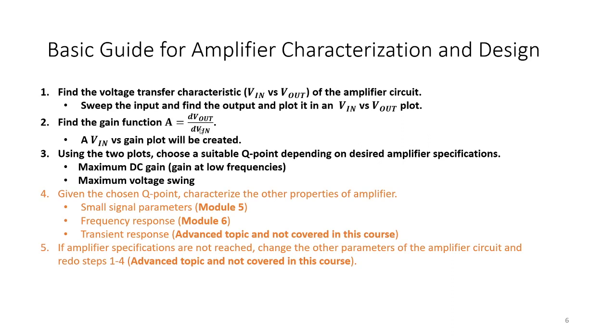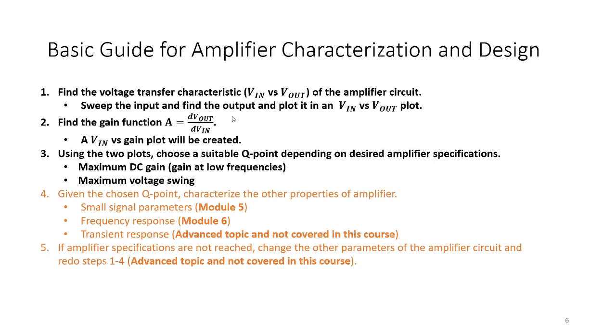And also, you consider that the gain is a slope, right? So if we have a V in versus V out plot, we just need to find the slope and we will find the gain. So if we do this, we'll get a V in versus V out plot and a V in versus gain plot. And then, from these two plots, we can choose a suitable Q point depending on desired amplifier specifications.